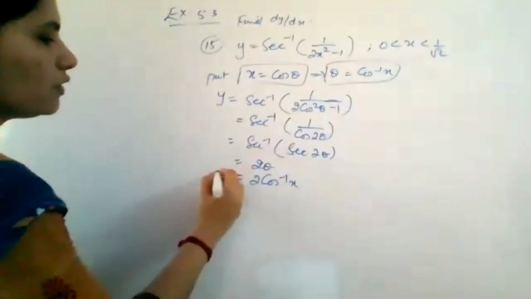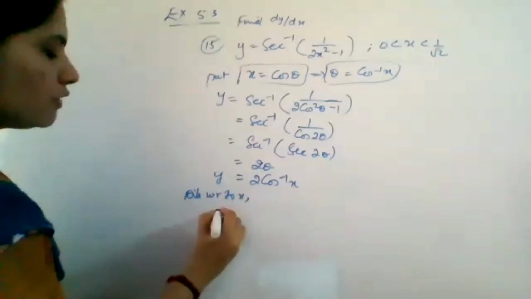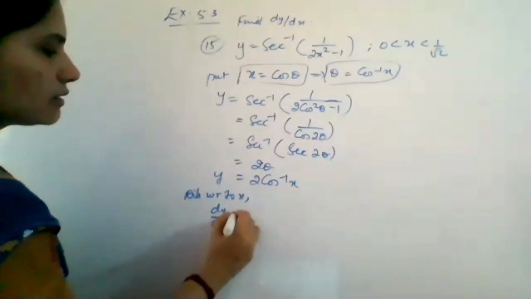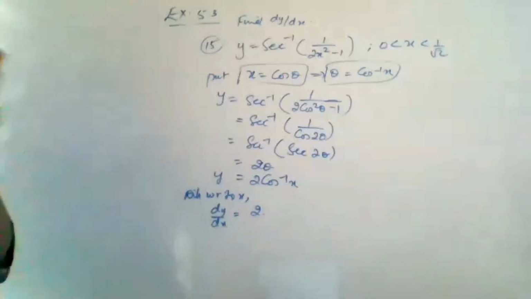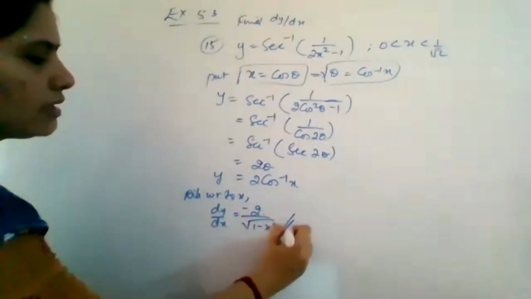So what will be your derivative, differentiating with respect to x? It will give you dy by dx is equal to 2 into the derivative of cos inverse x, which is minus 1 by root of 1 minus x square.